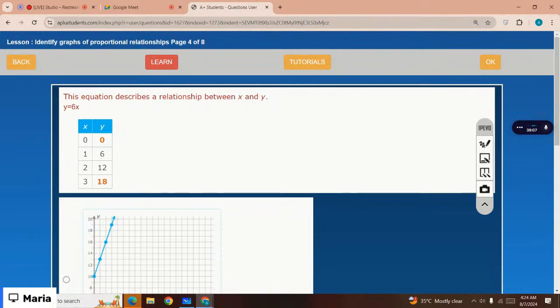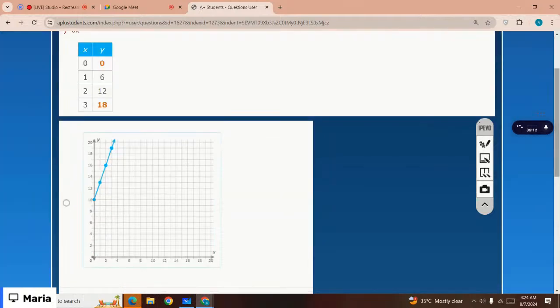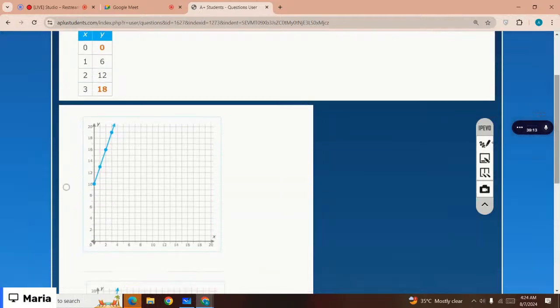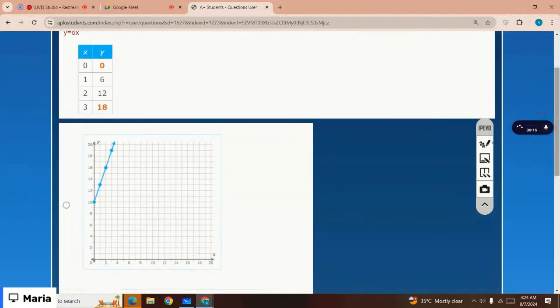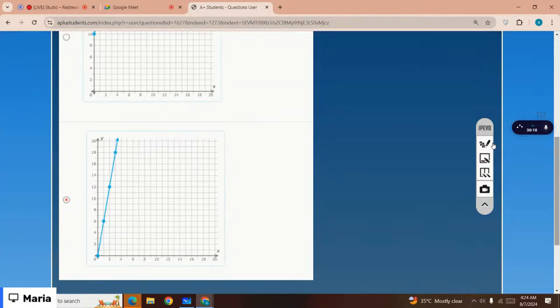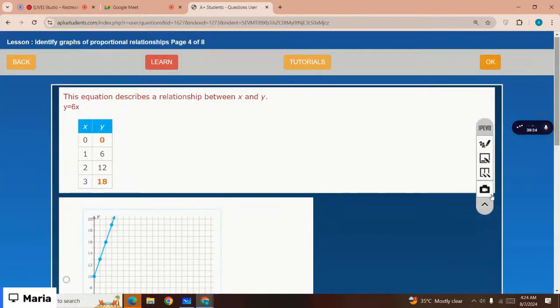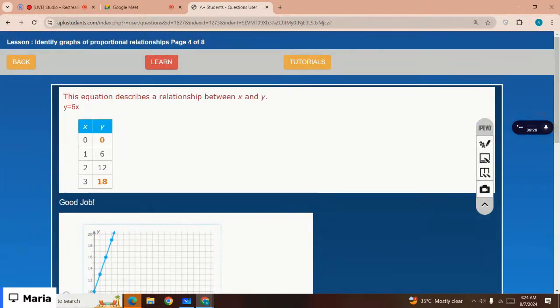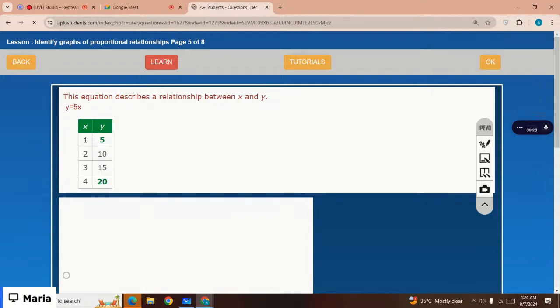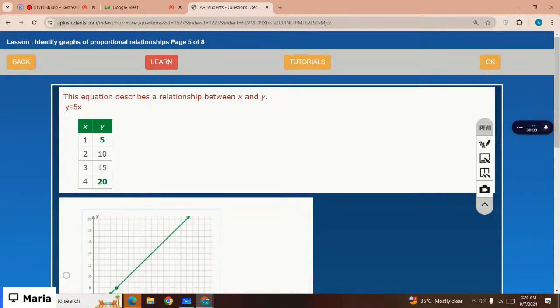y equals 6x. So which is the correct option? Option number 2 is the correct option, right? Because the graph is starting with 0, 0. The next one is y equals 5x. So which is the correct option?